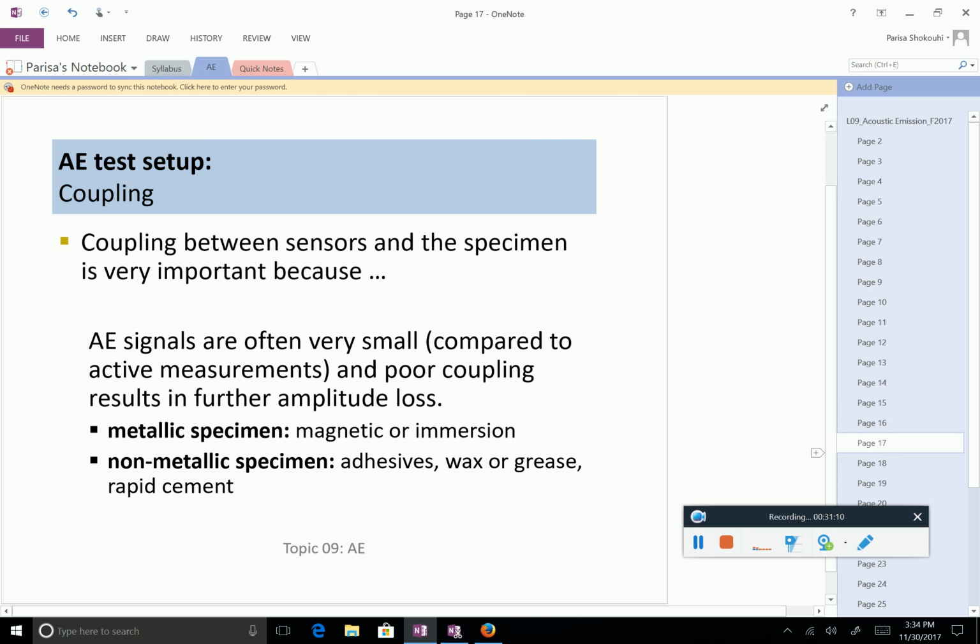Yeah, any questions on the sensors? Concerns?